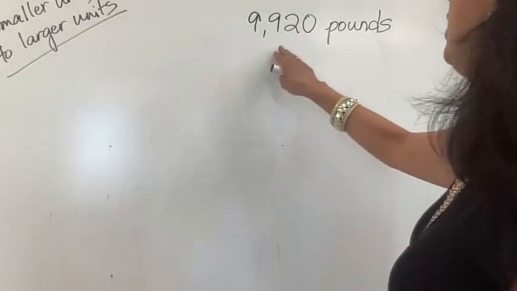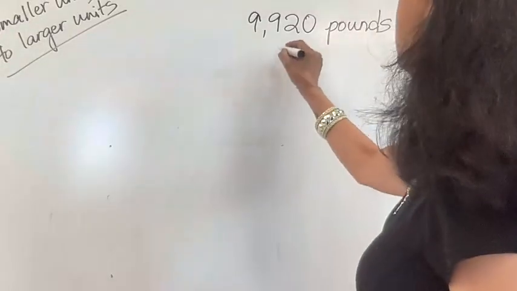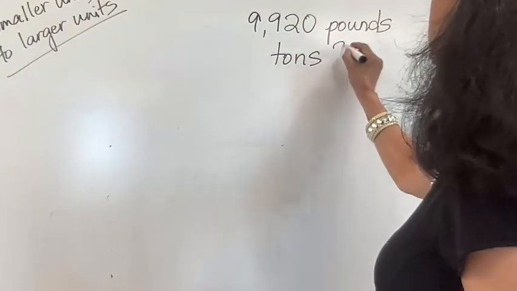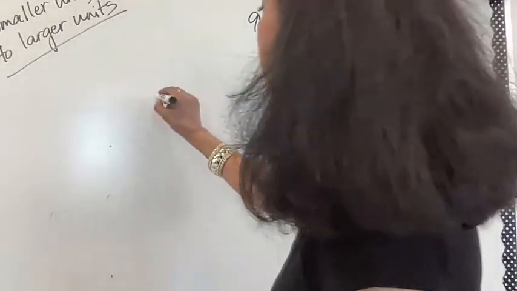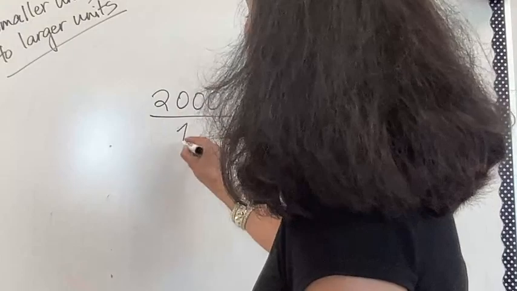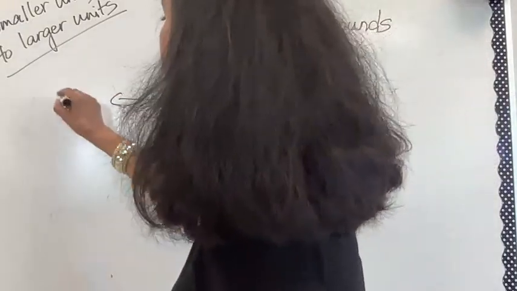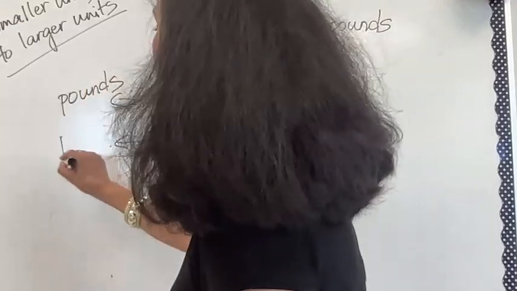So we are trying to see 9,920 pounds. How much is this in tons? Okay, so I know that 2,000 pounds is equal to 1 ton. So I'm going to write that ratio. 2,000 pounds is equal to 1 ton. So this is pounds and this is ton.